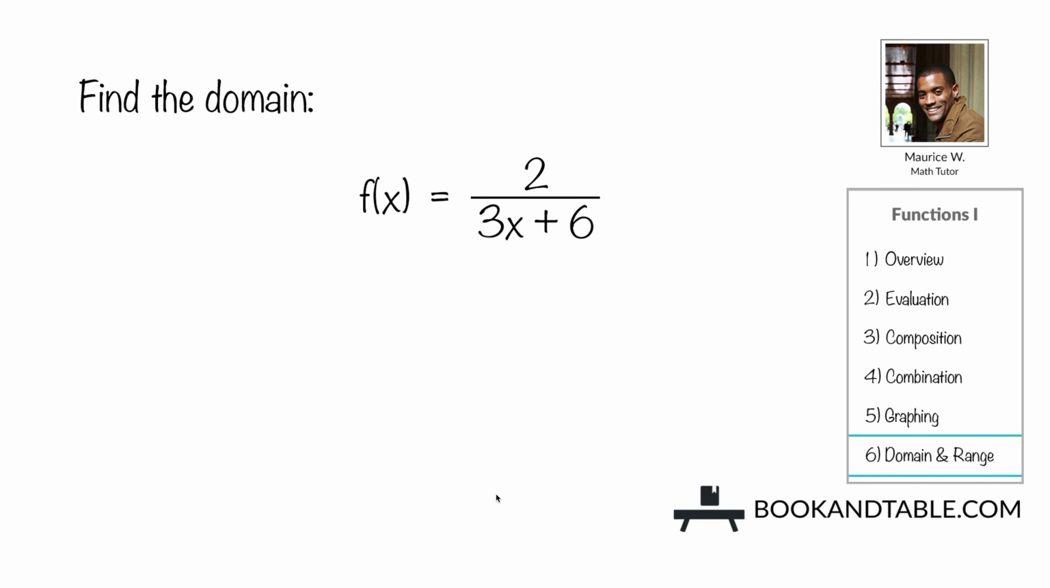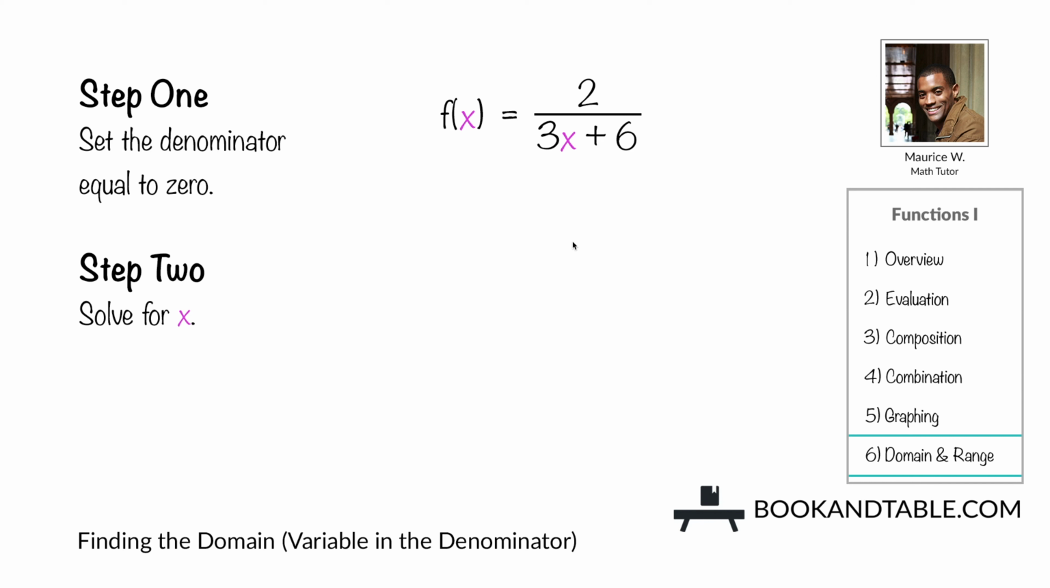So let's walk through an example together. Let's say you're asked to find the domain of f of x, which is equal to 2 divided by 3x plus 6. So we are going to focus on the denominator, since this is where the restrictions will come. So step 1, set the denominator equal to 0. So the denominator is 3x plus 6. So we have 3x plus 6 is equal to 0.